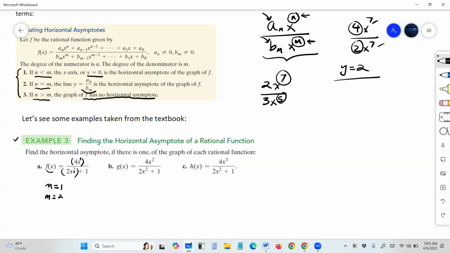Now, since n is smaller than m, then I have case 1, which is asymptote y equals 0. So the function is going to level off as x goes to either positive or negative infinity at y equals 0. Okay, we'll find out if it is positive or negative infinity in the other video, but for now, this is a horizontal asymptote. Okay, let's take a look at the second case.